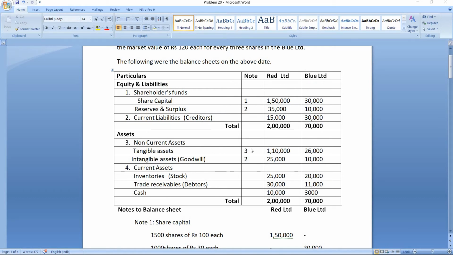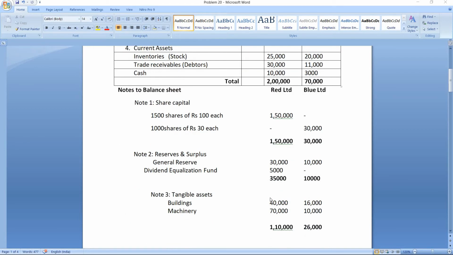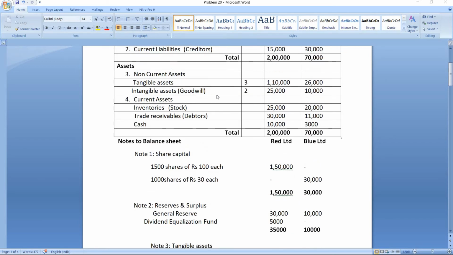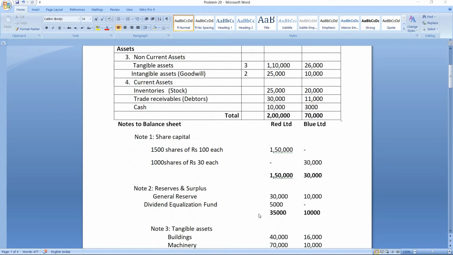Let us look at the assets for both the companies. Buildings 40,000 for Red Limited, 16,000 for Blue Limited. Machinery 70,000 for Red Limited and 10,000 for Blue Limited. Then you have goodwill 25,000 and 10,000. Stock 25,000 and 20,000. Debtors 30,000, 11,000. Cash 10,000 and 3,000.